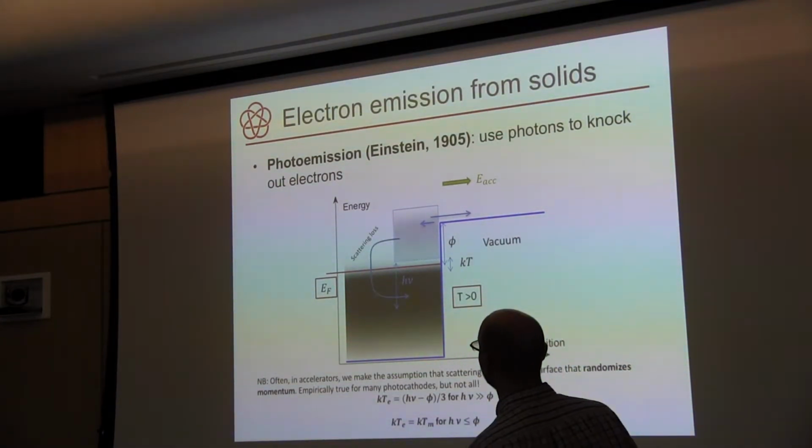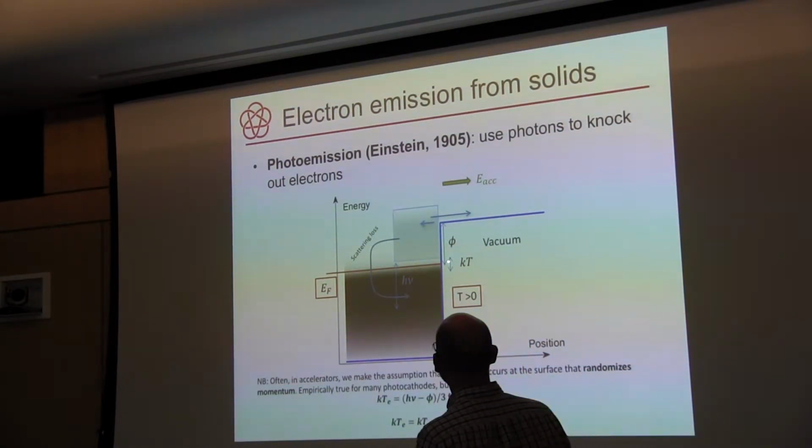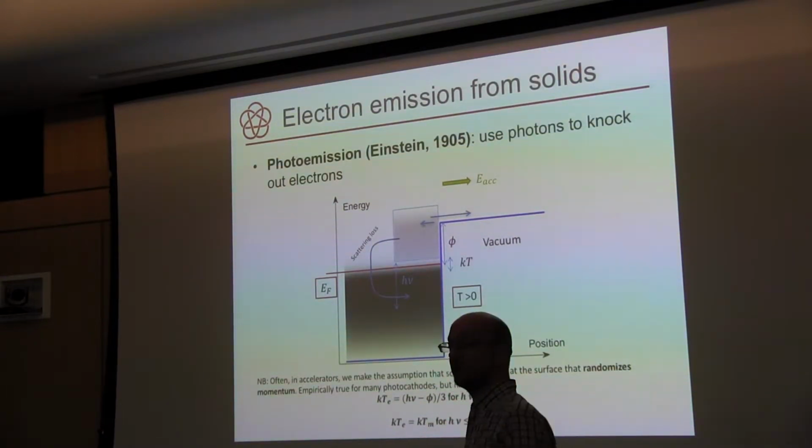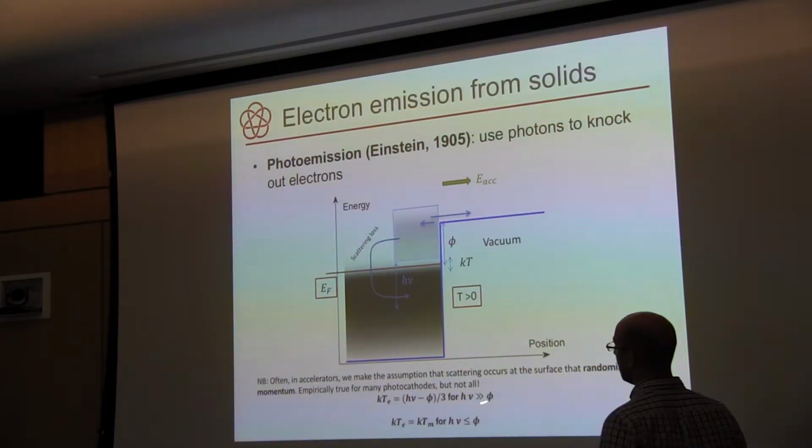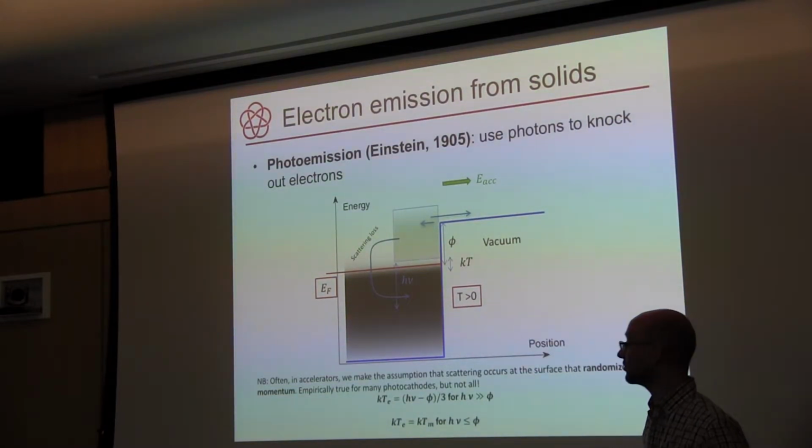If it is true, we can argue what the MTE, or the KTE, is immediately. We take the difference of the laser energy minus the work function, and we have 3 spatial directions. And due to equipartition, we divide it by 3, and that's what we get. This is the case when the photon energy is much larger than the work function.